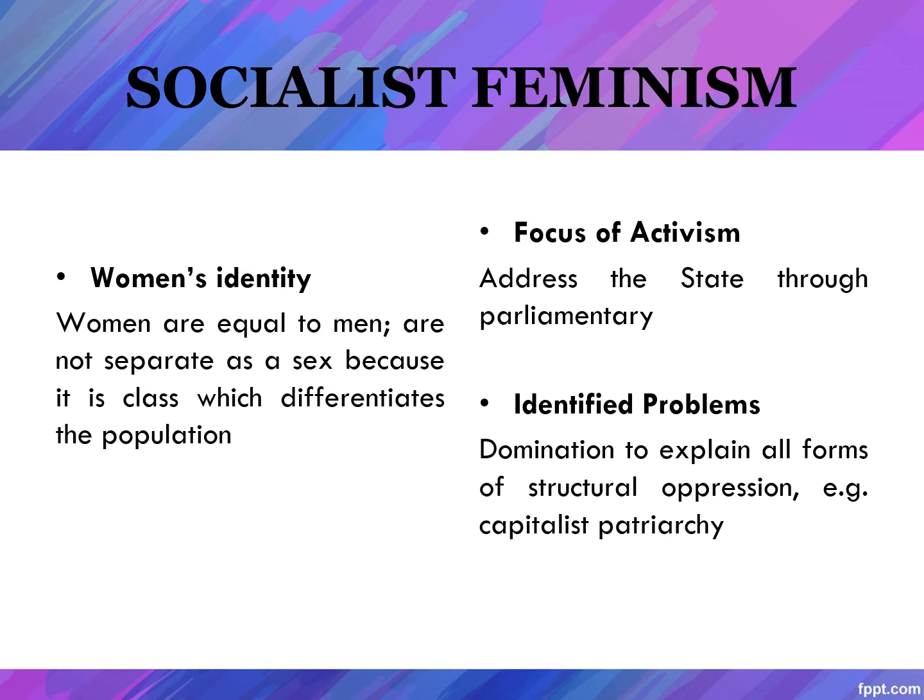However, it's different from Marxists because for the socialists, the role of the state is given prime importance because we should address problems in socio-economic inequalities through parliamentary means by imposing a progressive tax structure, by giving more opportunities to women or girls, and then, as stated, the identified problems were domination to explain all forms of structural oppression such as white supremacy, capitalism, and patriarchy.